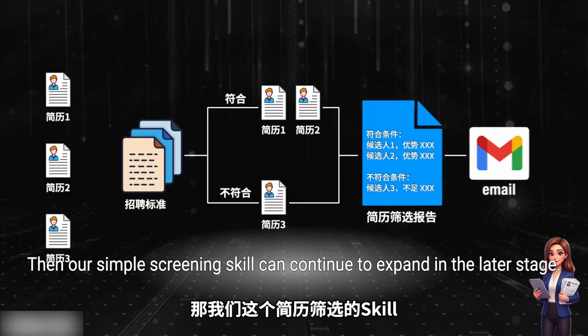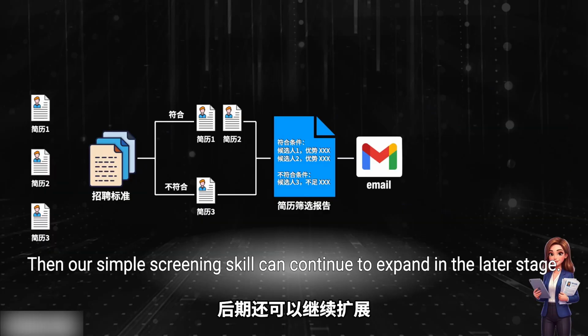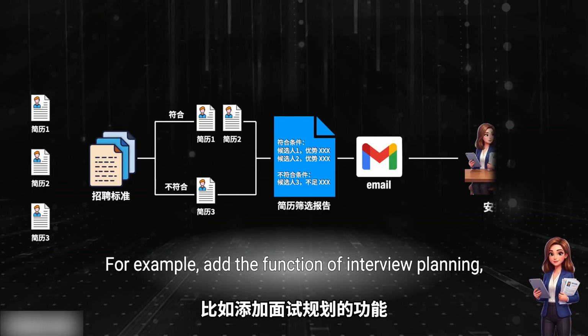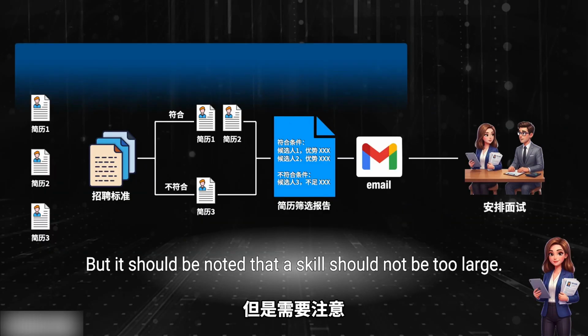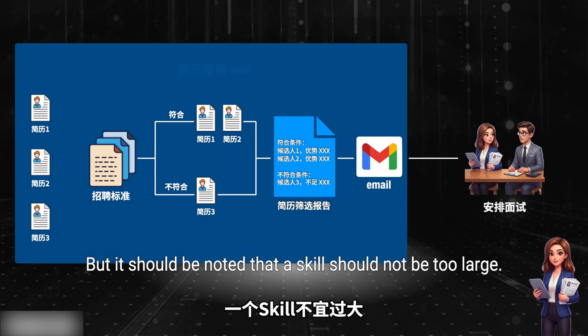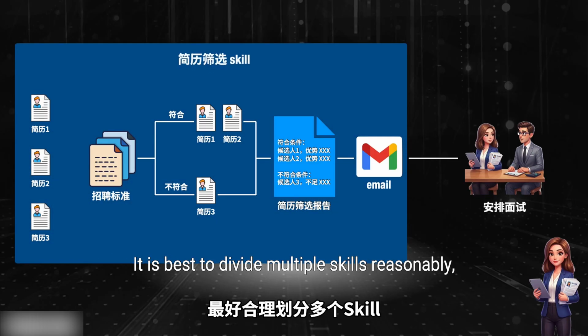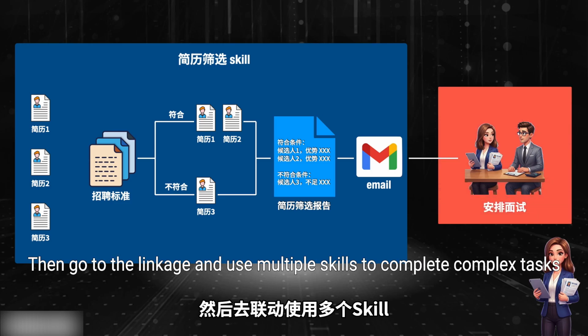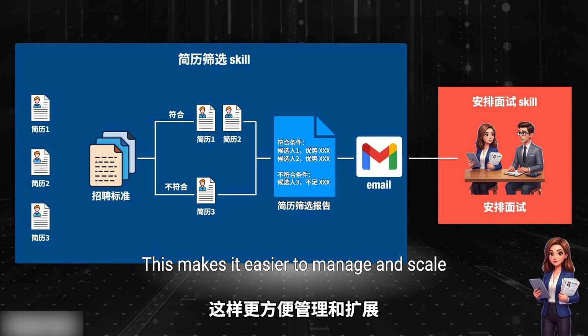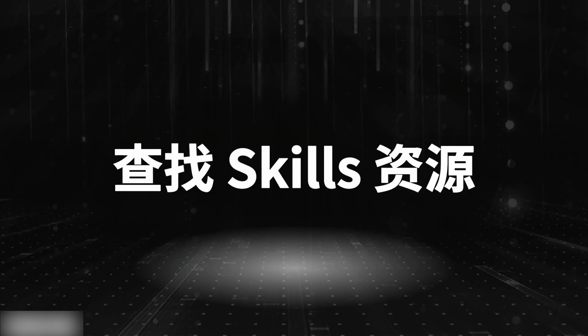Then our simple resume screening skill can continue to expand in the later stage, for example by adding the function of interview planning. But it should be noted that a skill should not be too large. It is best to divide it into multiple skills reasonably, then link them and use multiple skills to complete complex tasks. This makes it easier to manage and scale.